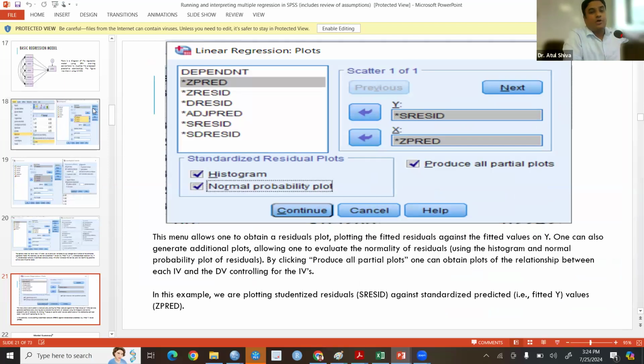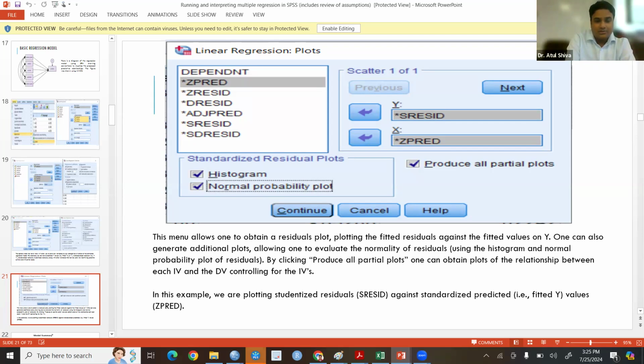You can click on histogram and normal probability plot. We have clicked on this. But the fourth assumption is heteroscedasticity. You want to check whether your residual variance is constant or not. Just see what is there in Y and what is there in X. The studentized residual is plotted on the Y-axis. And what is plotted on the X-axis? This is predicted Y. These are the two things which you have to plot.